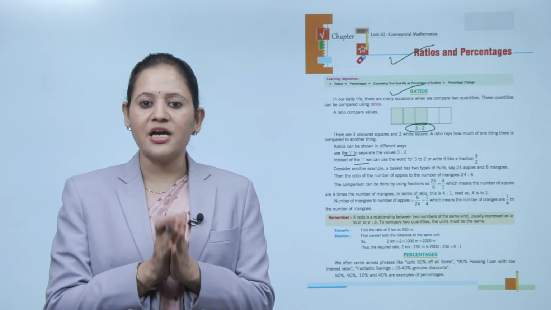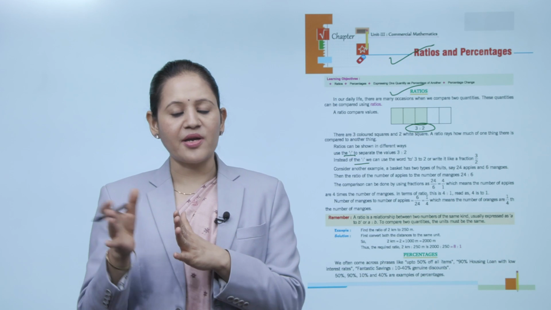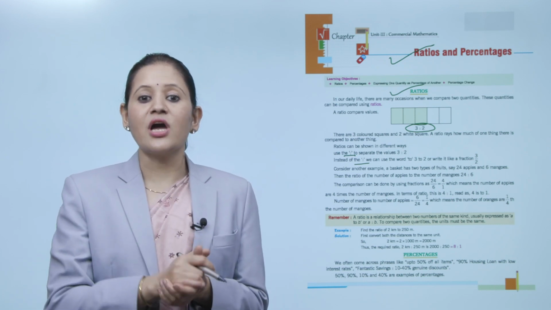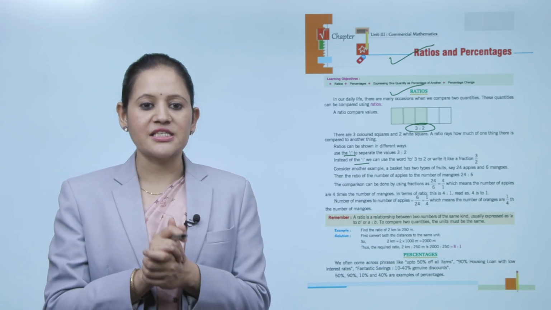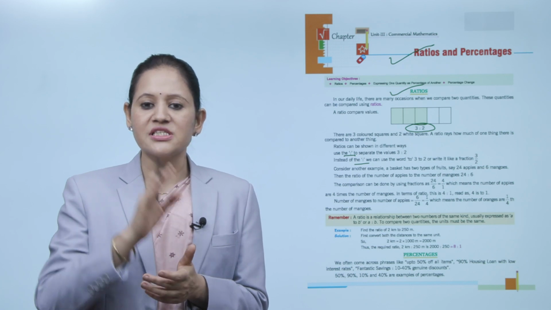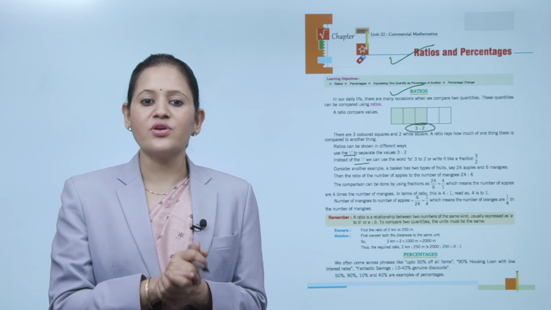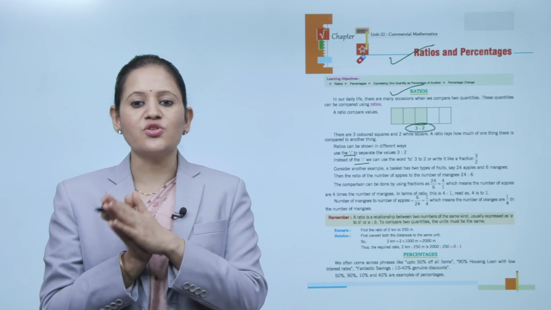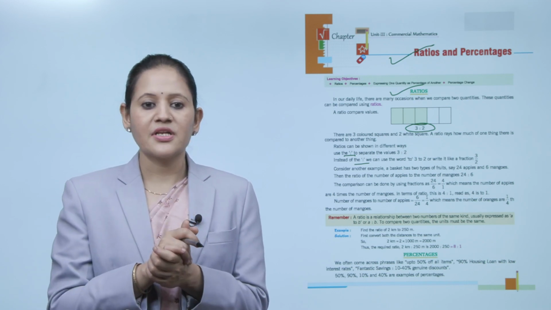Consider another example. A basket has 2 types of fruit. Say 24 apples and 6 mangoes. एक basket में 24 apples and 6 mangoes हैं. The ratio of the number of apples to the number of mangoes is 24:6. The comparison can be done by using the fraction 24/6, that is 4/1, which means the number of apples is 4 times the number of mangoes. In terms of ratio, this is 4:1. Read it as 4 to 1. Clear?